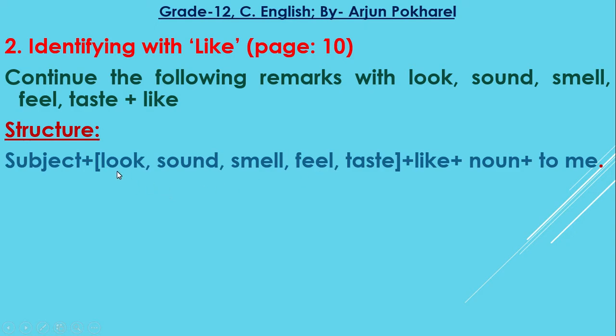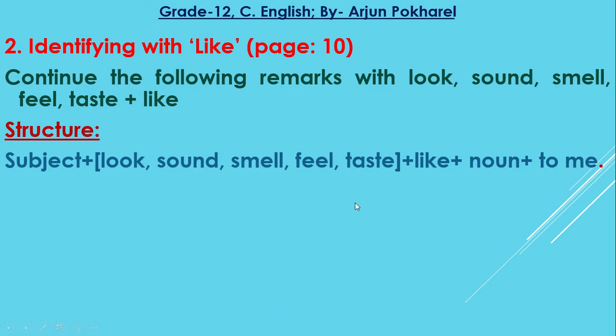If our activity is done by our eyes, then at that time we use look. If the activity is done by our ear, we use sound. If the activity is done by our nose, at that time it is smell. And if the activity is done by our skin, we have to use feel or feels. And if the activity is done by our tongue, eating or drinking, at that time you have to use taste or tastes like plus noun plus to me.